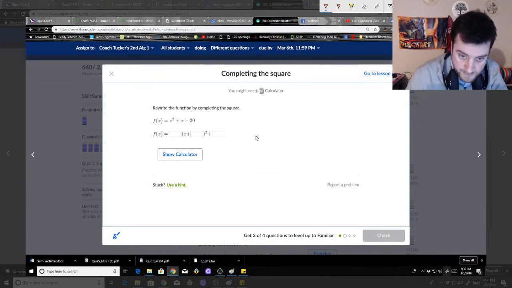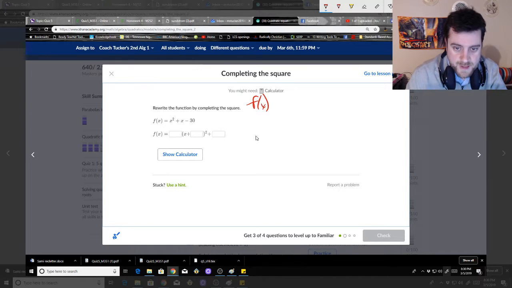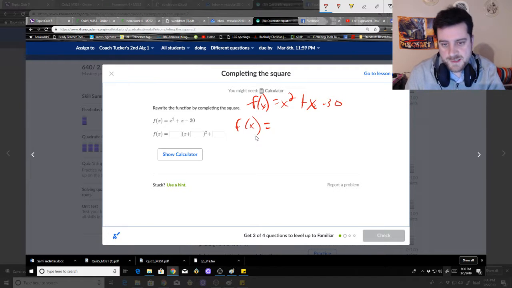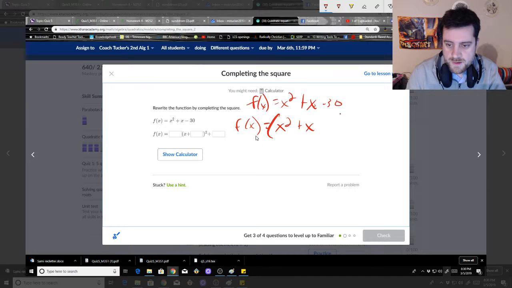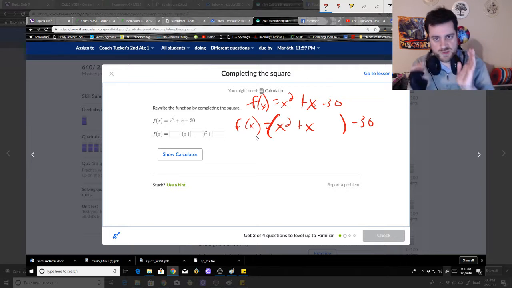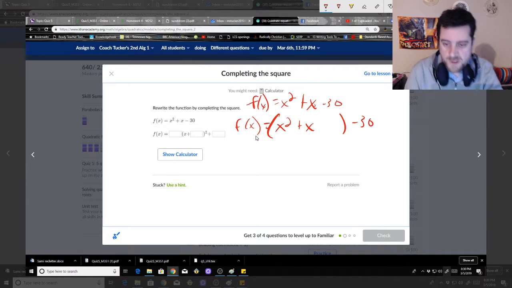Sweet. All right. So we've got f of x is equal to x squared plus x minus 30. So again, this is just like the problem in the last little set of lessons. Parentheses here, leave a space, bring out negative 30. And whatever we do in here, we need to do the opposite out here, so we're just adding 0 to the one side of the equation.